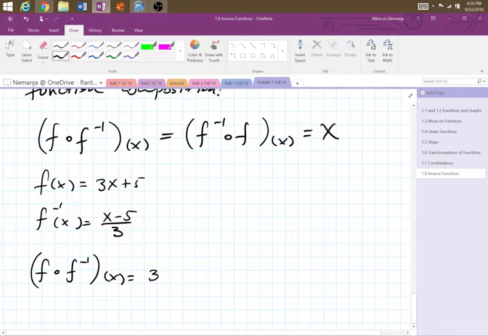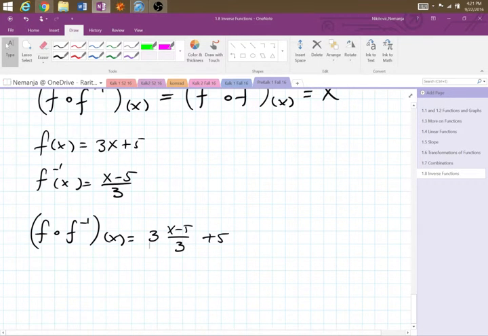So I have 3 times the inverse function, which is x minus 5 over 3, and then we have plus 5. So guys, this thing over here plays the role of x in the original equation, but now since we are plugging in the inverse in there, that x gets replaced with what the inverse is. The 3's die off, x minus 5 plus 5, the 5's die off, and you just have x. So this is definitely good. This is definitely a function inverse pair.